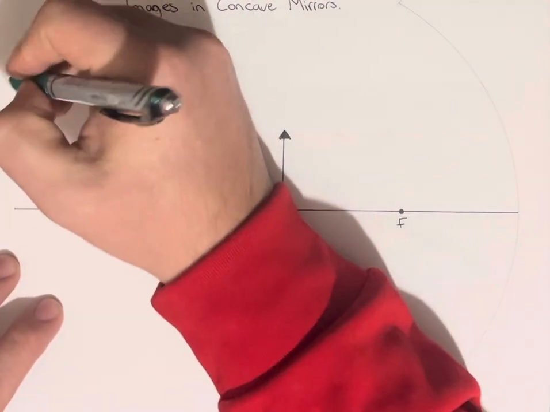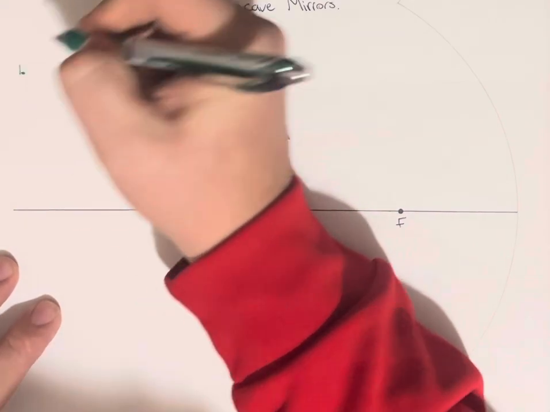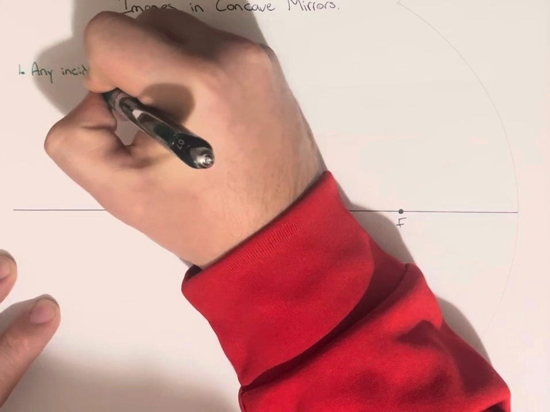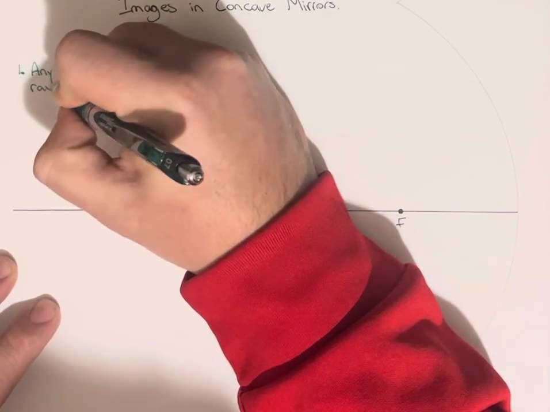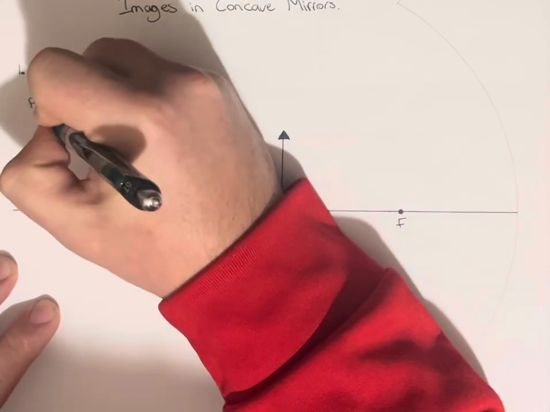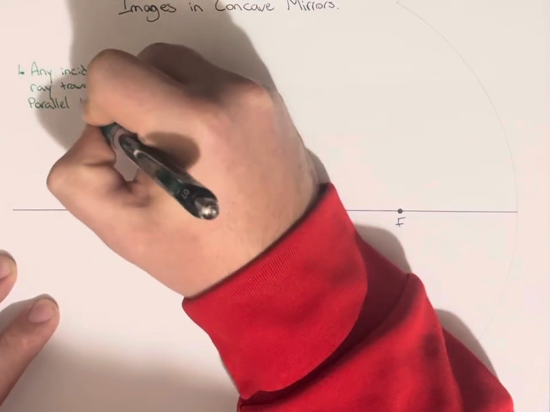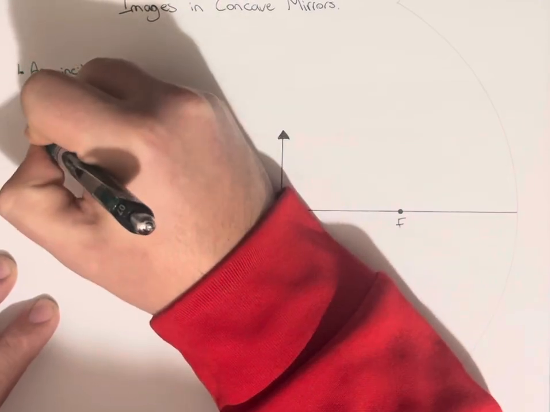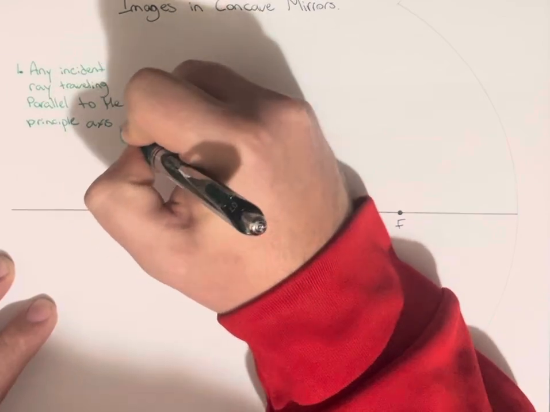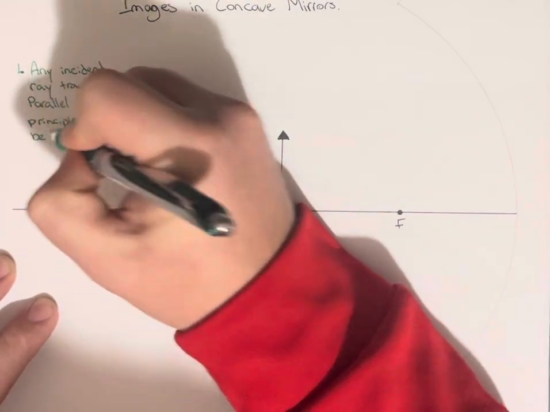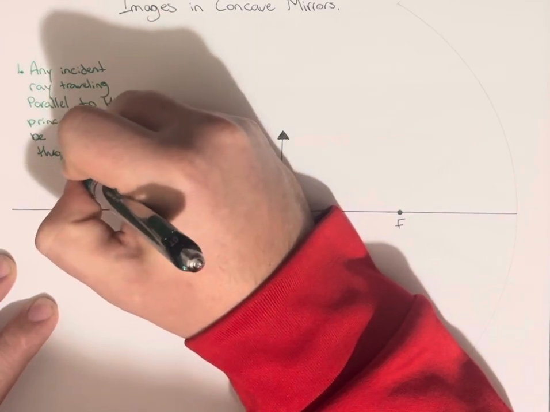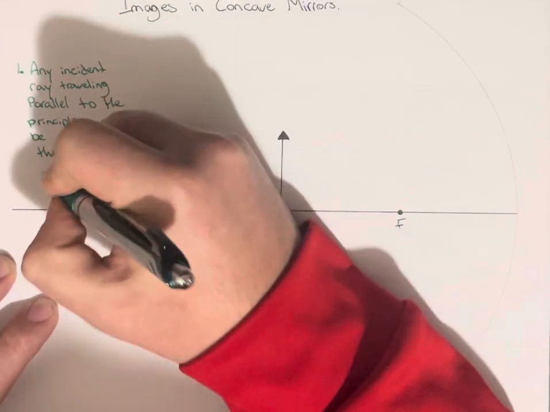So the first one, if we're talking about our first rule, it is that any incident ray traveling parallel to the principal axis will be reflected through the focal point.